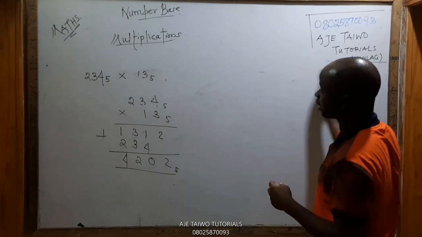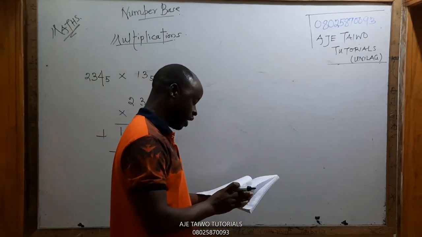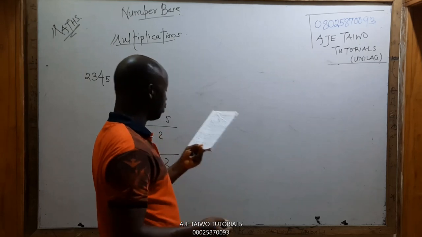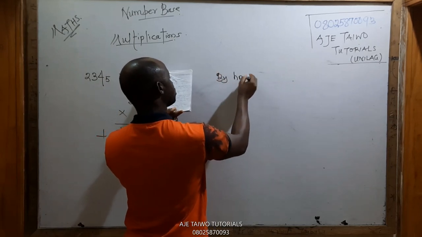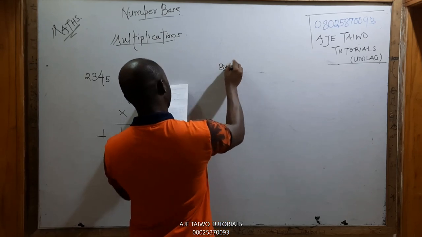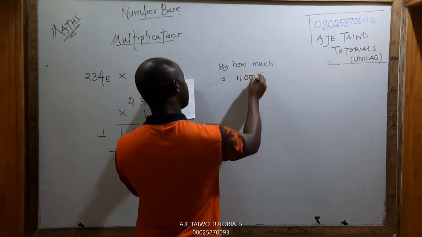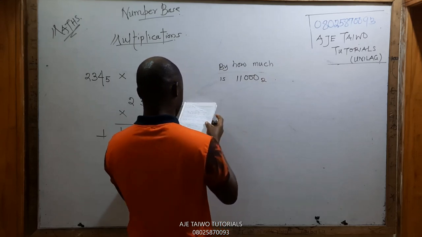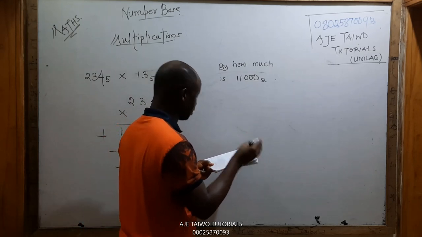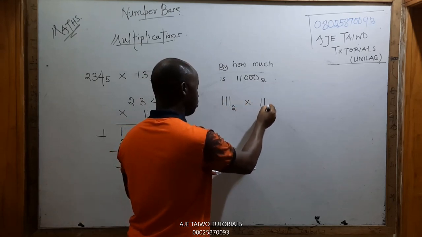So, let's do the last one. Let's do some examples from WAEC. These are from WAEC. Right, please. You can listen and write it down. By how much is 11000 base 2 greater or less than 111 base 2 times 11 base 2?